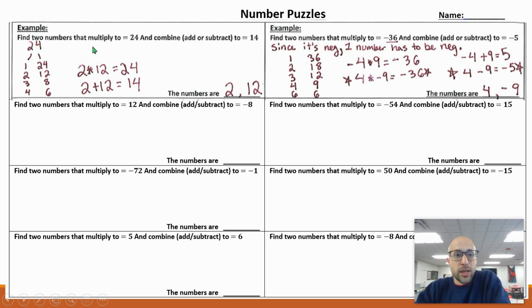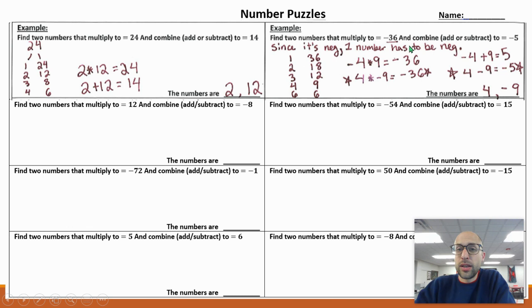You're trying to find two numbers that multiply to 24, and then you combine them, whether that's adding or subtracting them, to get 14. So what you want to do is start with listing the factors. This is just a factor list of 24: 1 and 24, 2 and 12, 3 and 8, 4 and 6. We've talked about making those already. And then figure out which pair of those adds up to 14. So 2 plus 12 is 14.